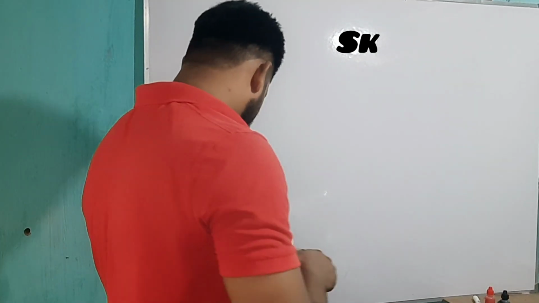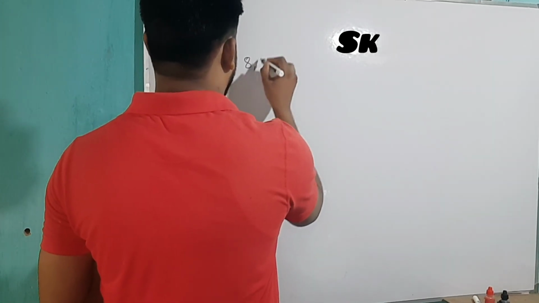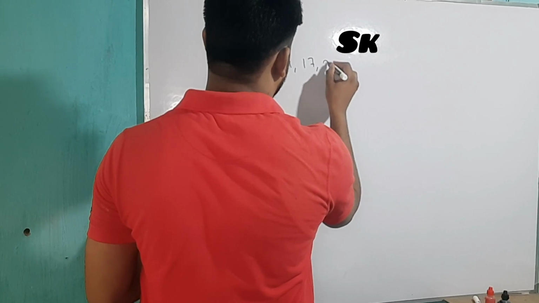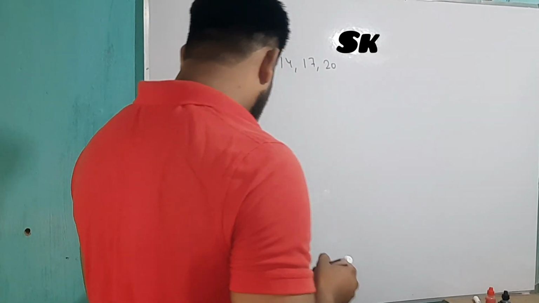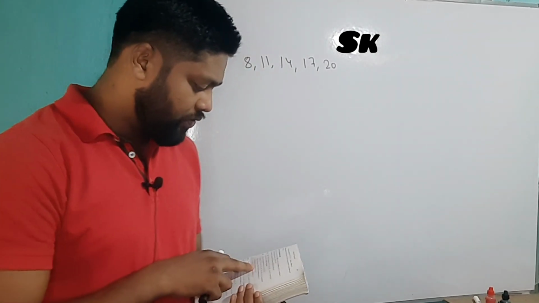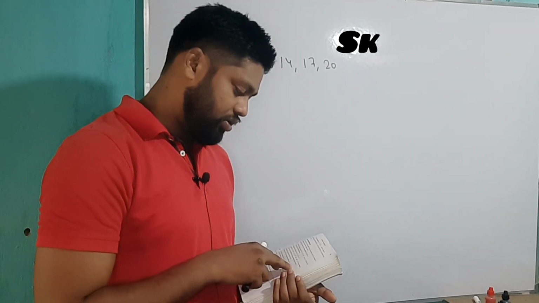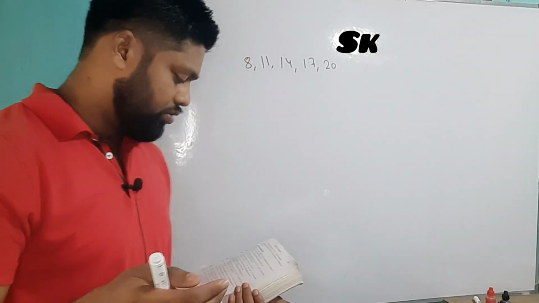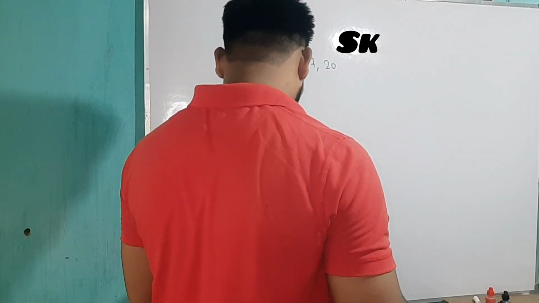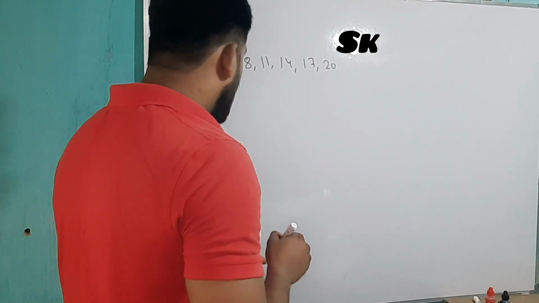The question is: show that the progression, means the values they gave you, 8, 11, 14, 17 and 20, are in AP. So you have to show that they are in AP. What I told you, how to find out whether the given terms are in AP or not, that method you have to use here. So you already know what you have to do. First we need to find out whether it is an arithmetic progression or not, so we have to find the common difference.